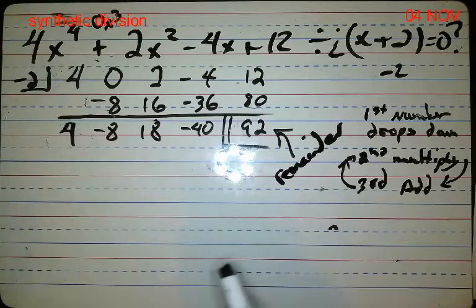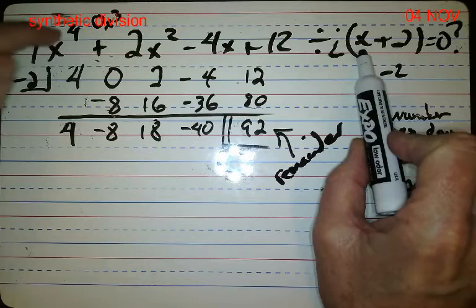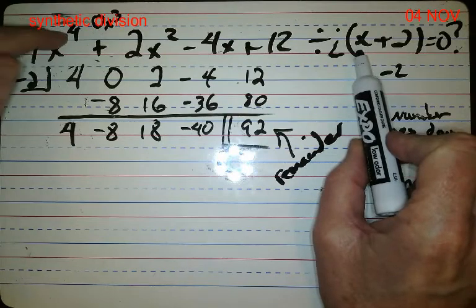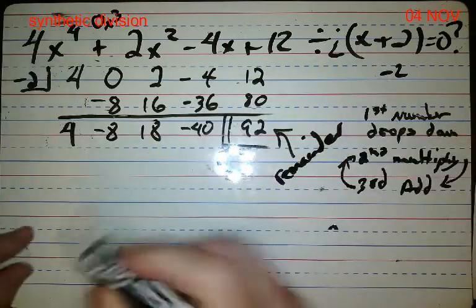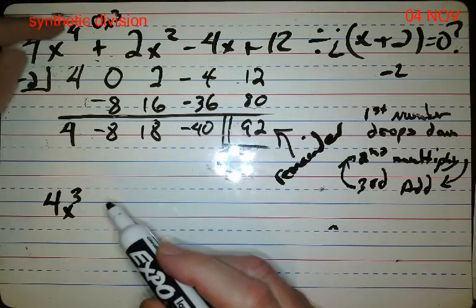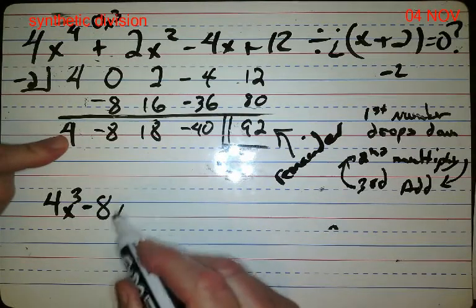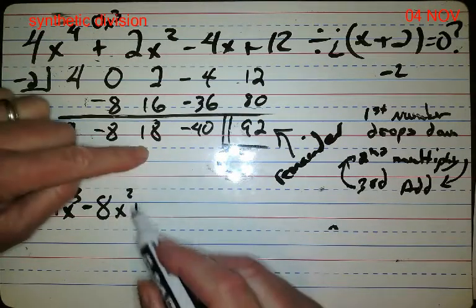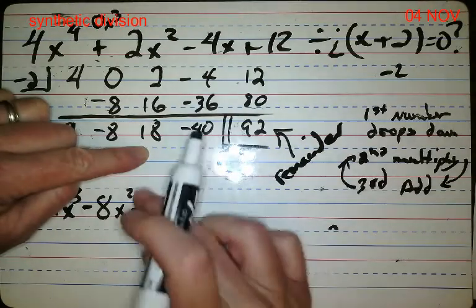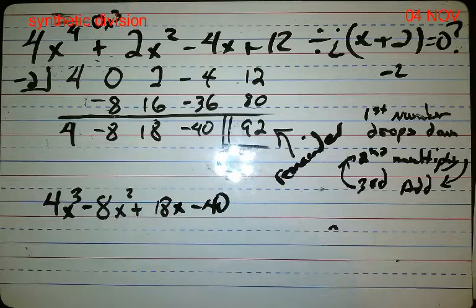So, the quotient, remember, you took 1x away. So that means this is a 4x³. It has to be 1 less than that. 4x³ minus 8x² plus 18x minus 40. You see that? That's the way that works.